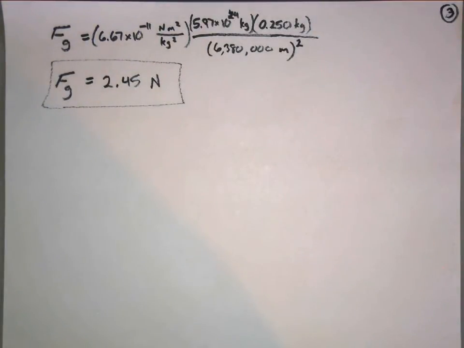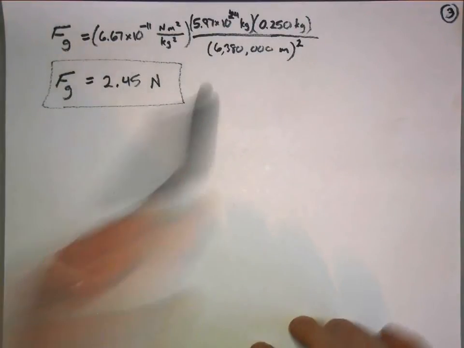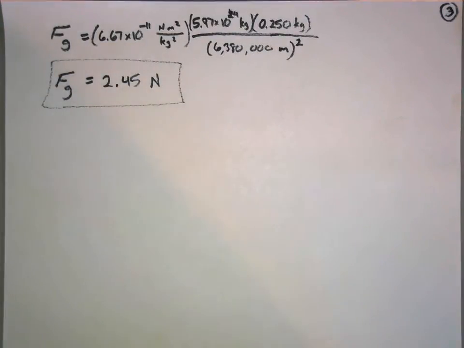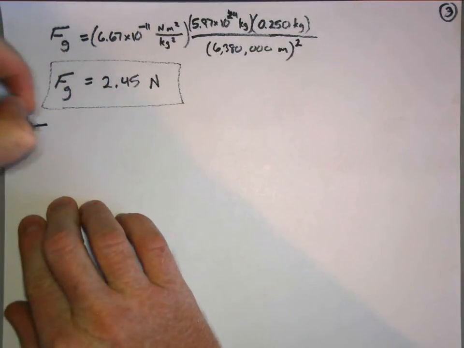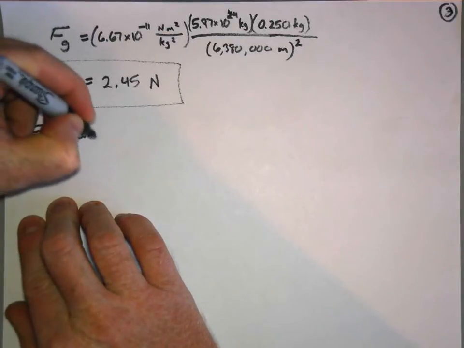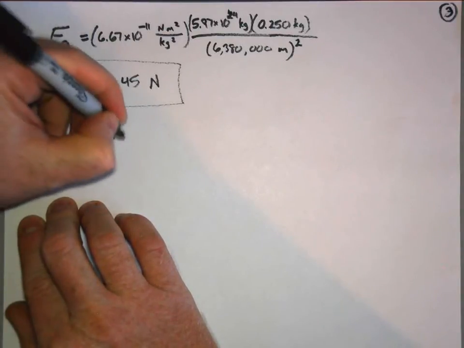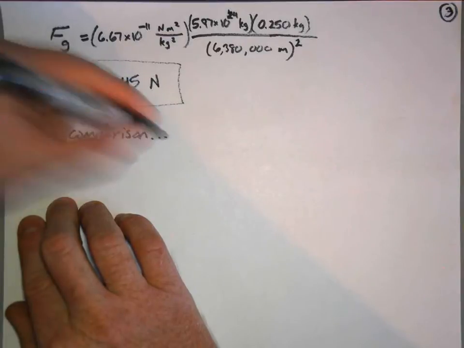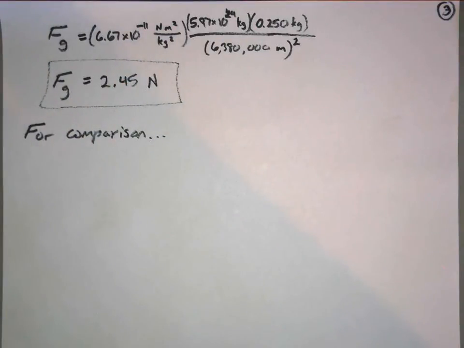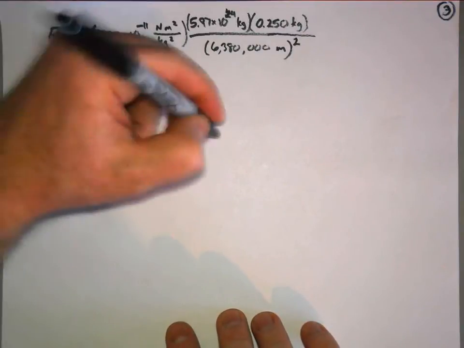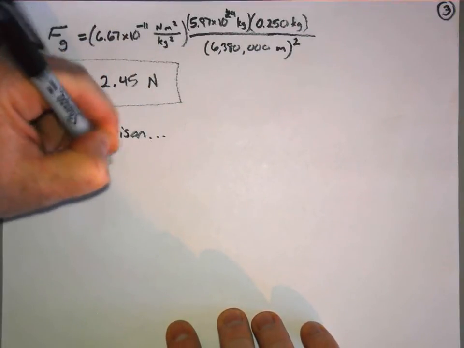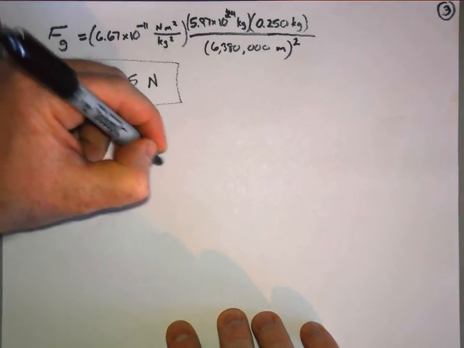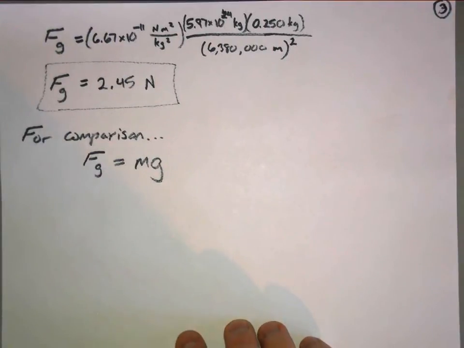All right. So, okay, good. That's interesting. We can use the equation. That is how it works. There's something interesting I'd like to look at, though. So, for comparison, what if we had found the force of gravity acting on the apple by using this much simpler equation? Then what would we find?